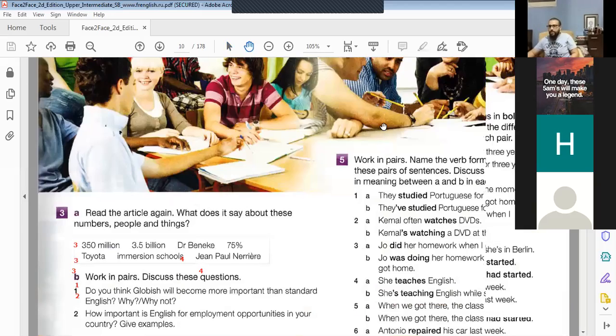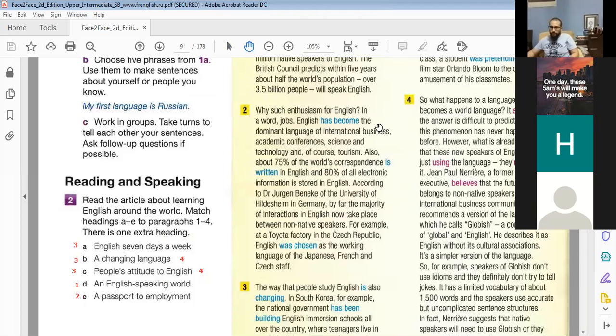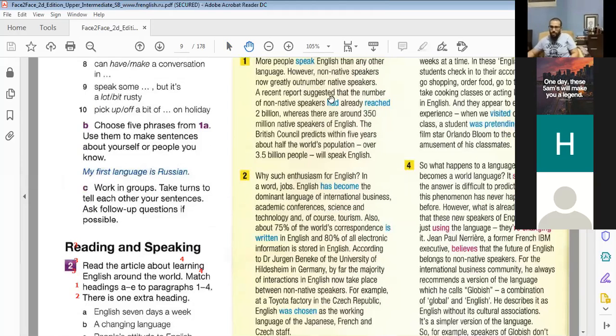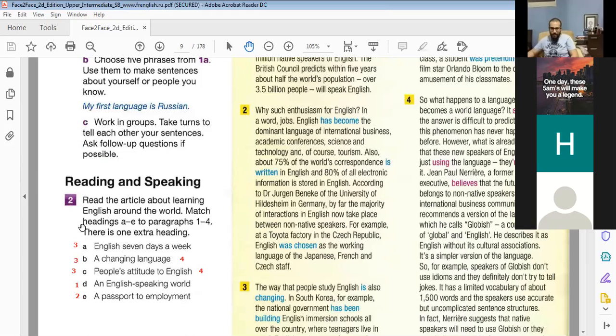All right, so actually the correct answer for number 1 is an English-speaking world. This is correct because it describes the number of non-natives which has exceeded the number of native speakers. And the second one, a passport for employment, is also correct because the focus of paragraph 2 is basically work. You can clearly see that the main idea of this paragraph is the first sentence. So that's why 2E is correct.